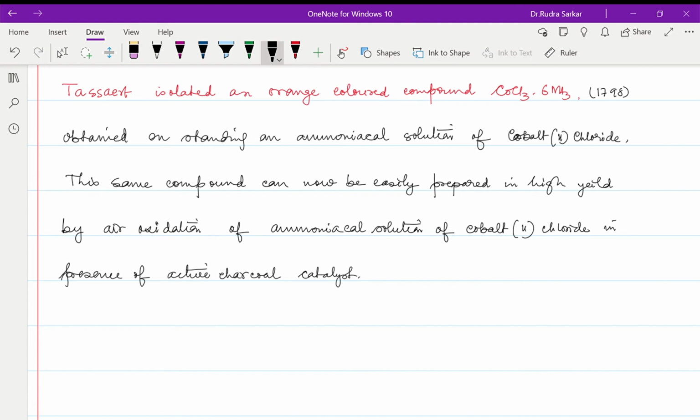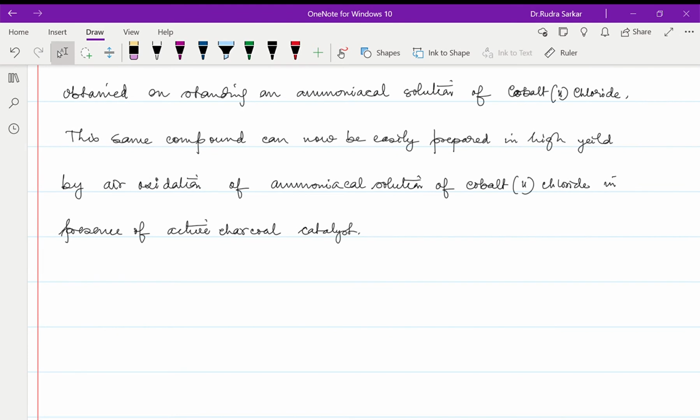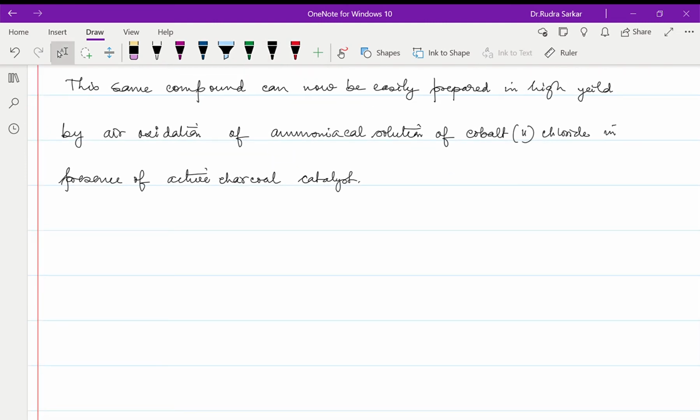That is the historical account of this. Besides this, another observation was made, and this observation was around, say, 1827. A scientist called Gmelin isolated a compound. I'm just giving you the historical account.